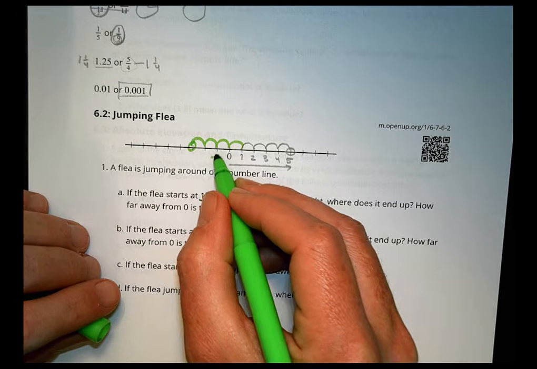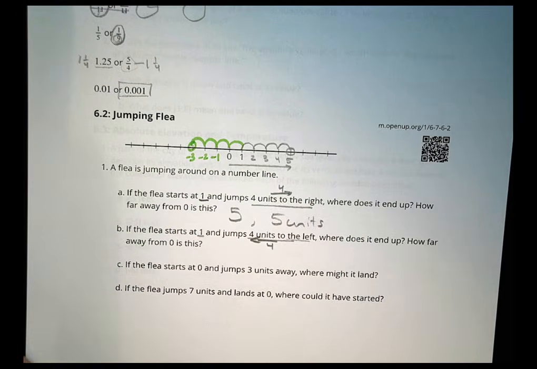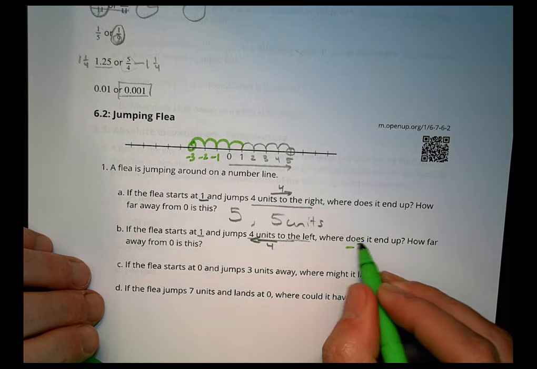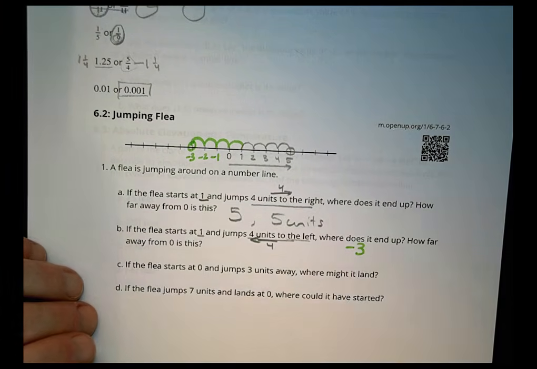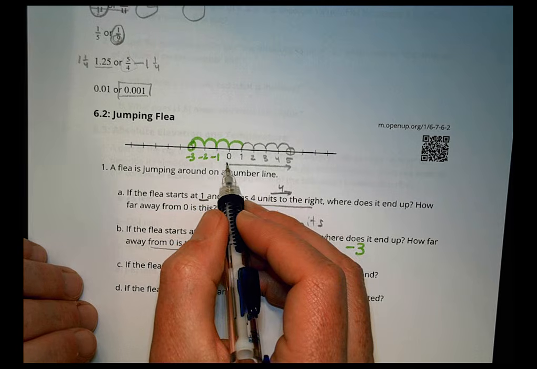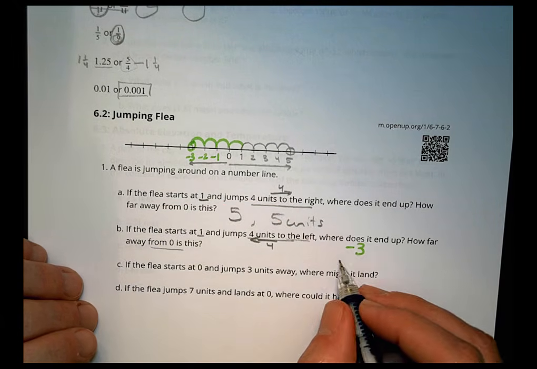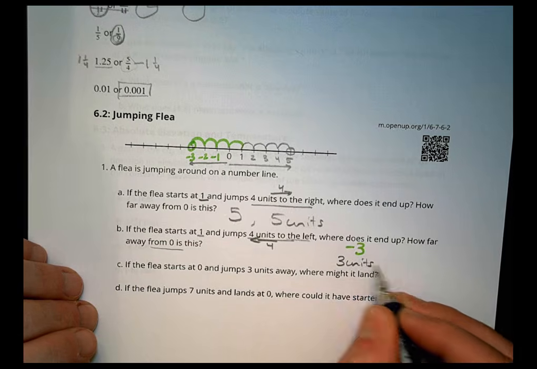Over here, I'm at -1, -2, and -3. So where does it end up? It ends up at -3. Second question, though, is how far away from 0 is that? What's the distance from here to here? Well, the distance from here to here is 3 units.